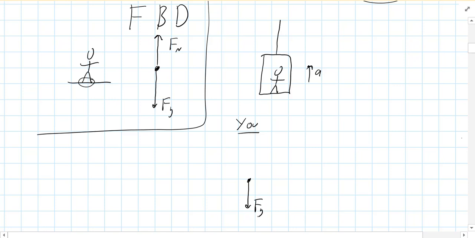And then what other forces act on you, the passenger? Well, a common error here is for people to draw a tension force from the cable. And that's not acting on you. The cable is not touching you. You only look for the things touching the person.